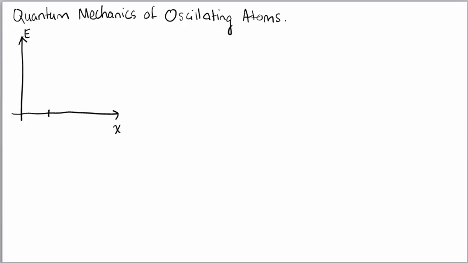Today we're going to continue our discussion of the mechanics of oscillating atoms, and we're going to focus on the quantum behavior. So last time we talked about the classical description of two atoms as two masses on a spring, and we talked about the Lennard-Jones potential. And let's remember the Lennard-Jones potential looks something like this.